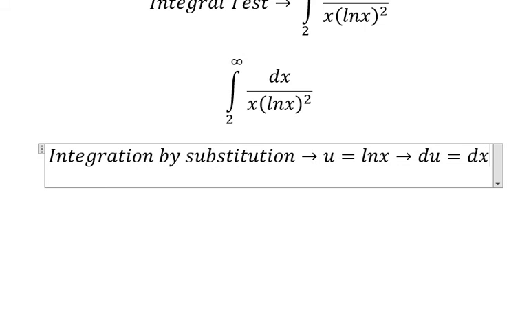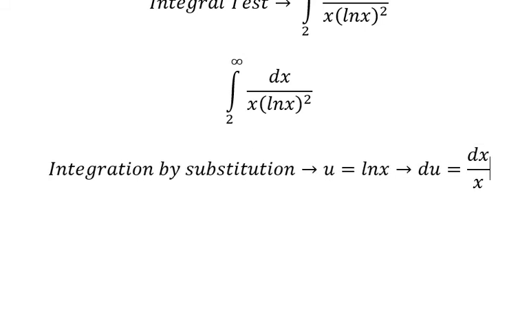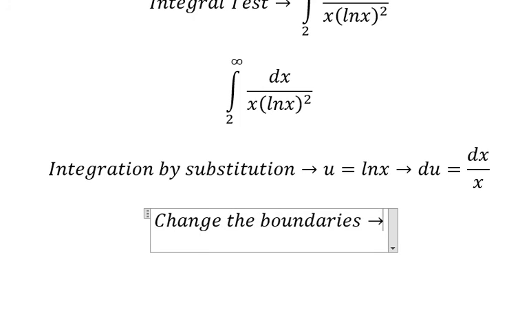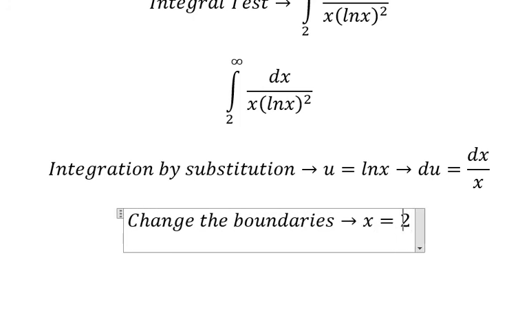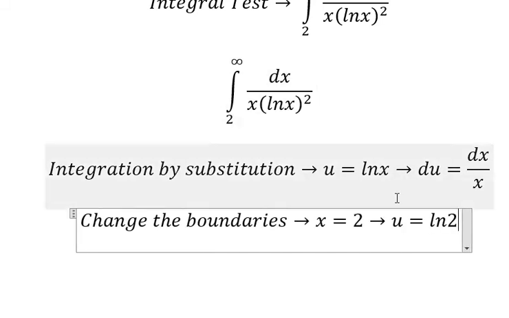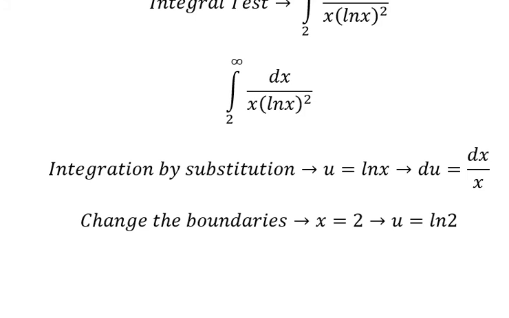Du, you got ds over s. After that, we need to change the boundary. So, if s equals 2, we put 2 in here, and you get u equals ln 2. The next one, if s goes to positive infinity, then u will go to positive infinity.